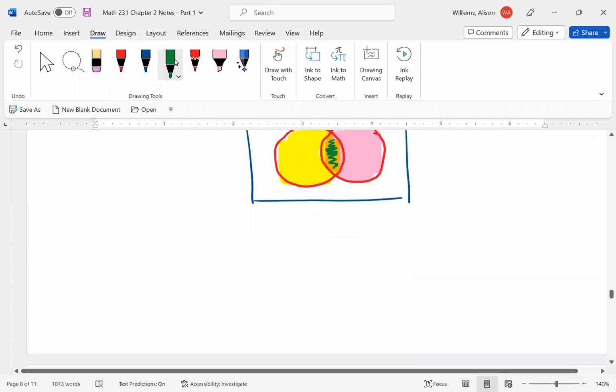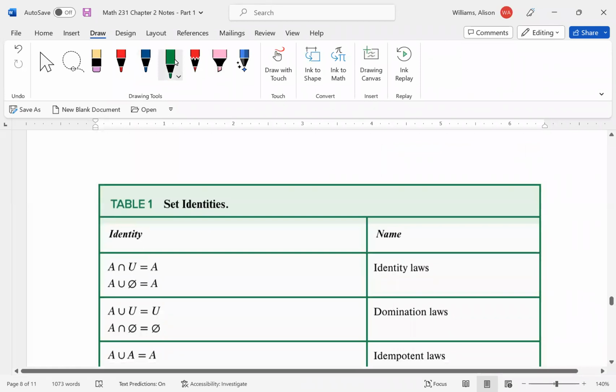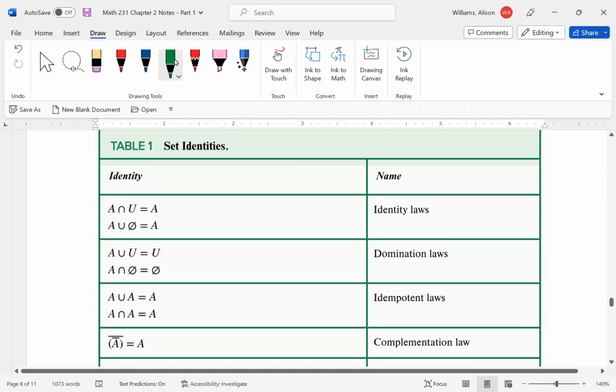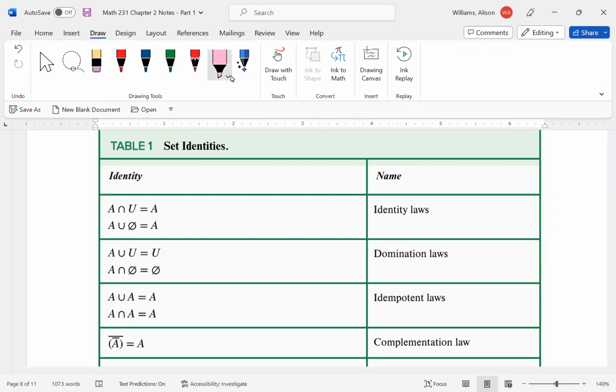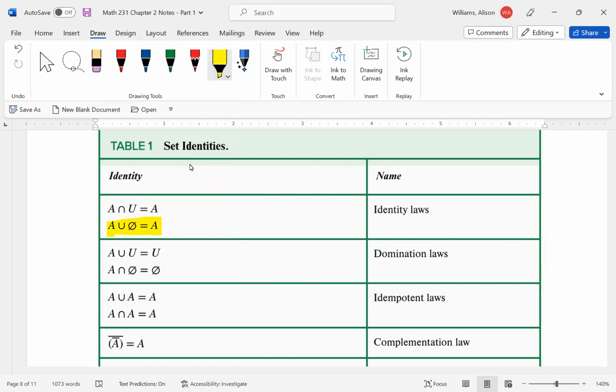Okay. I did have to leave a little space for the identities because I want to get them all on one page. These are from the book. Set identities. Some of them are really obvious, right? Like if you look at the union between A and the empty set, obviously it's just going to equal A. Or if you look at the intersection between them, it's going to be the empty set. Or if you union A with the universe, it's going to look like the universe, or the intersection is just going to look like A.